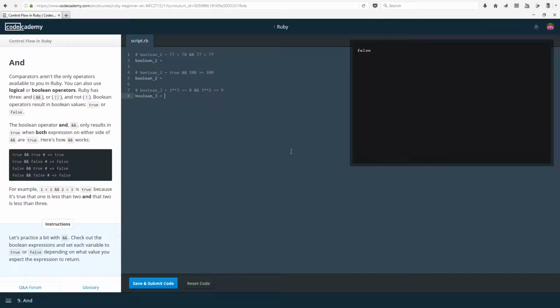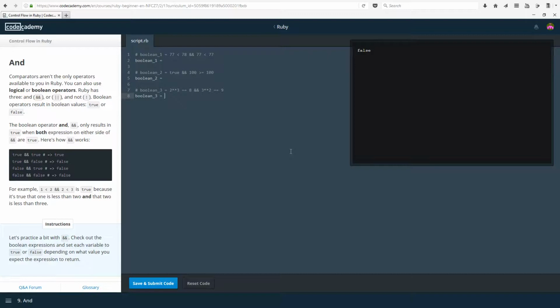So in the last lesson we looked at mathematical comparators: equal to, not equal to, less than or equal to, greater than and greater than or equal to. If you missed it, make sure to check it out, because in this lesson we're going to be looking at something similar, but you will see what I mean. So comparators aren't the only operators available to you in Ruby. You can also use logical or boolean operators.